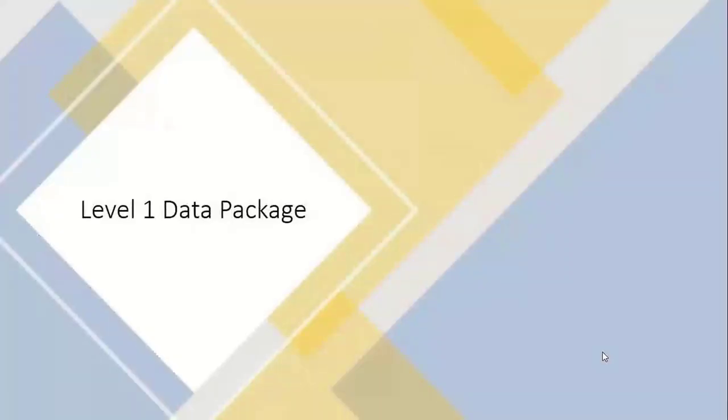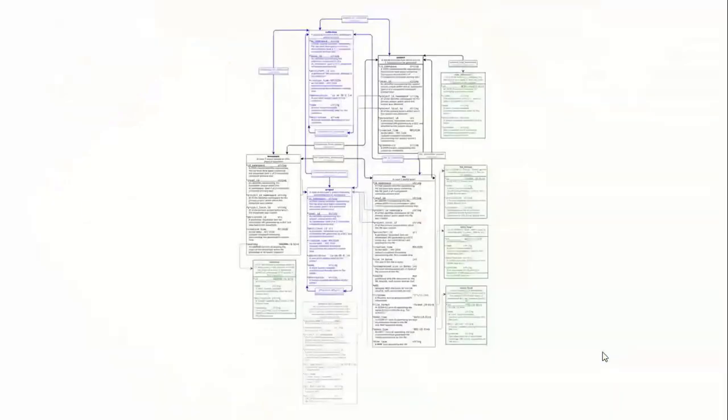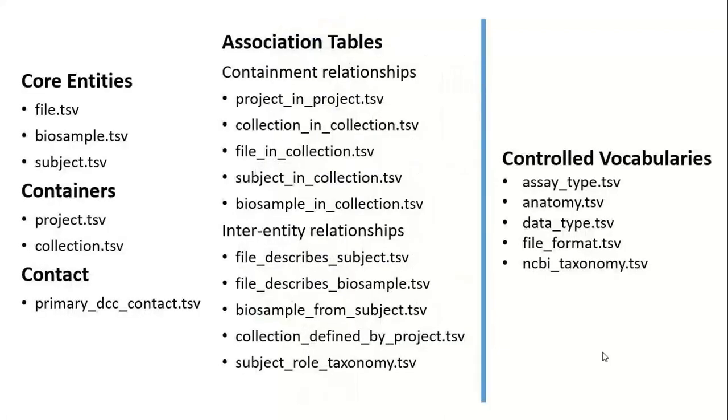And then the level one data package is quite a bit more complicated. As you'll see, there's a lot of different parts to it, and I'll try to go through all of them briefly without going into too much detail. Basically, there are core entity tables, which are the file, biosample, and subject files, and these are probably the most important because they contain the most basic metadata for each of the files.